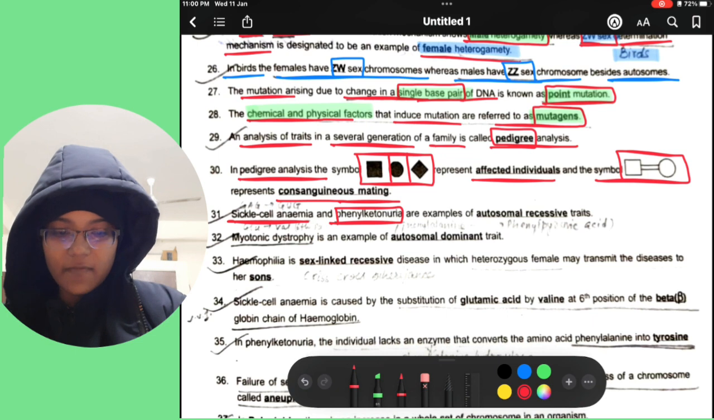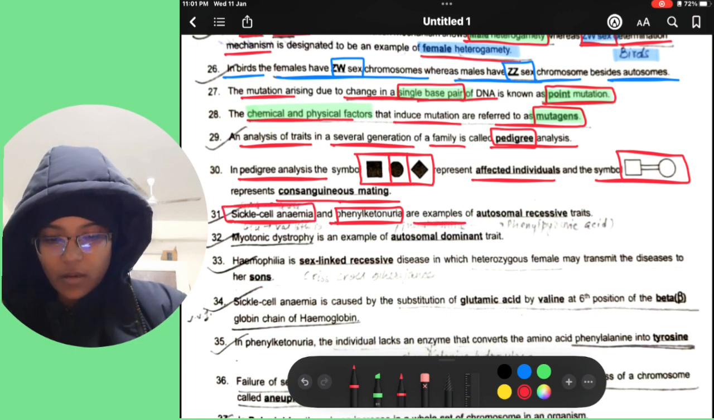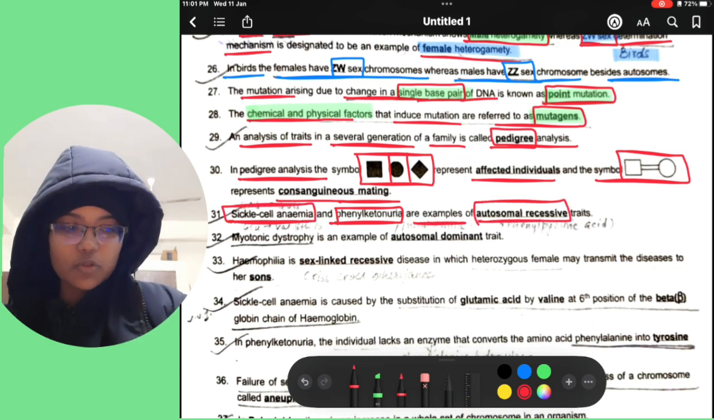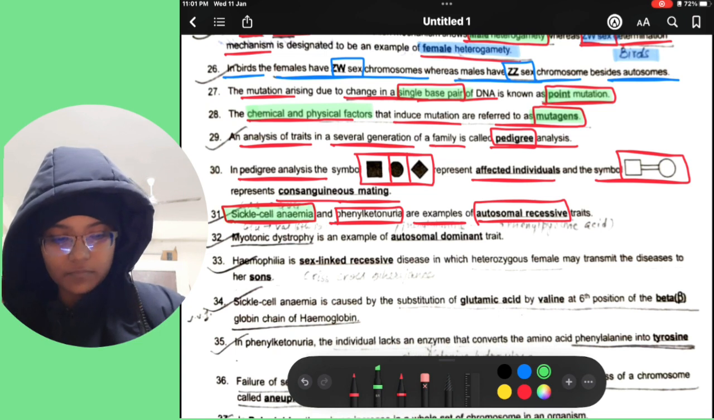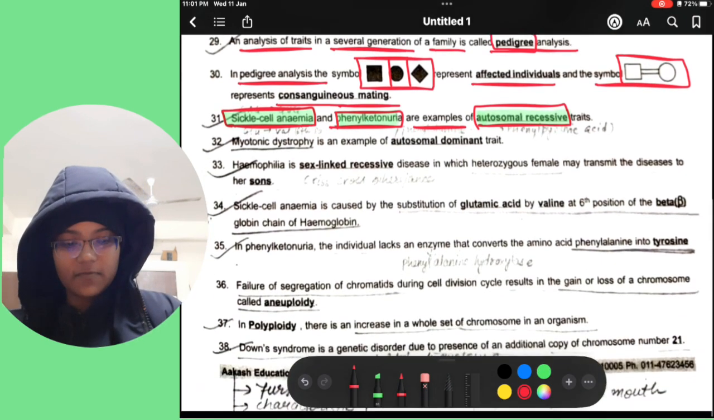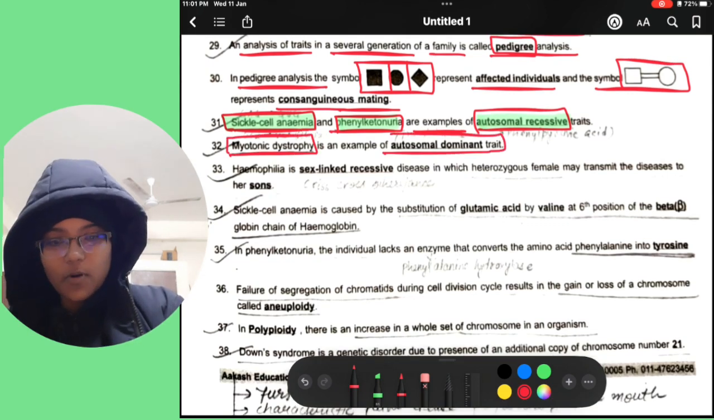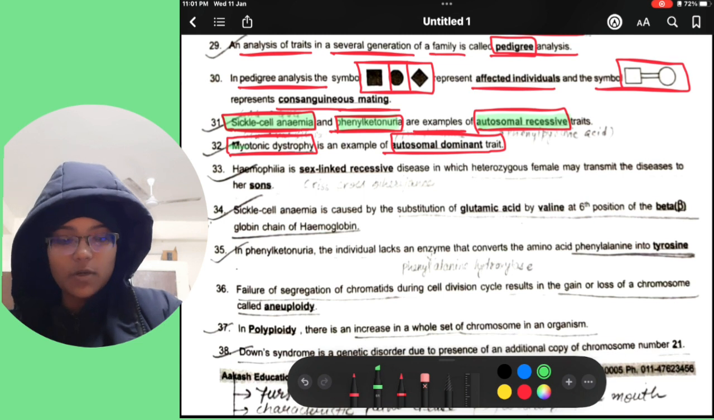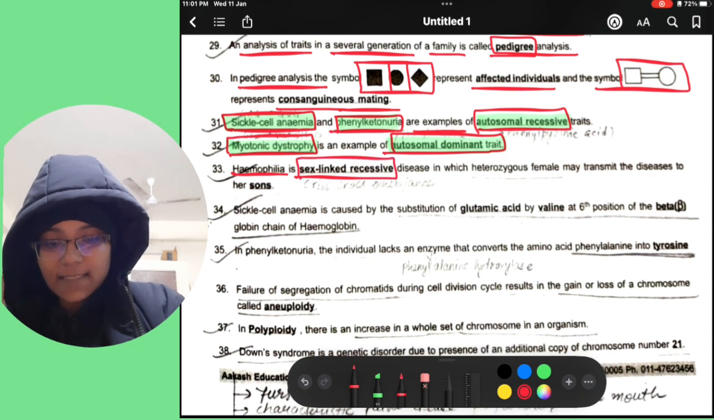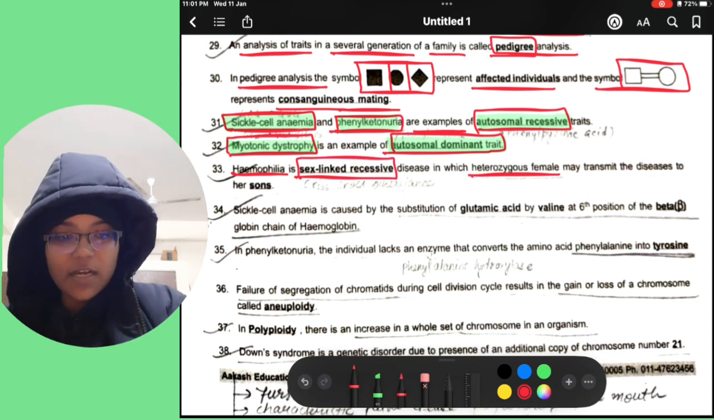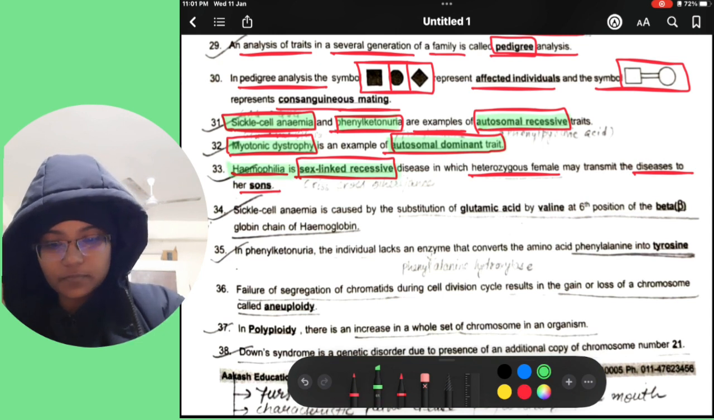Sickle cell anemia and phenylketonuria are examples of autosomal recessive traits. Myotonic dystrophy is an example of an autosomal dominant trait. Hemophilia is a sex-linked recessive disease in which a heterozygous female may transmit the disease to her sons.